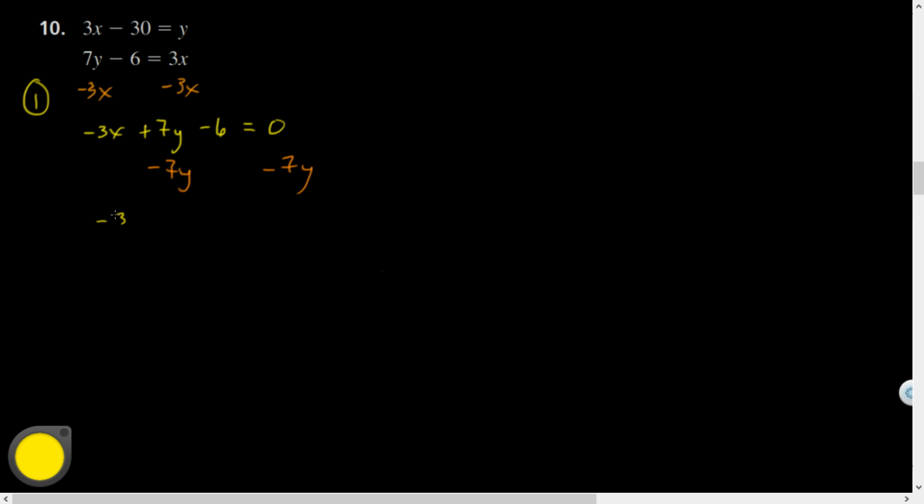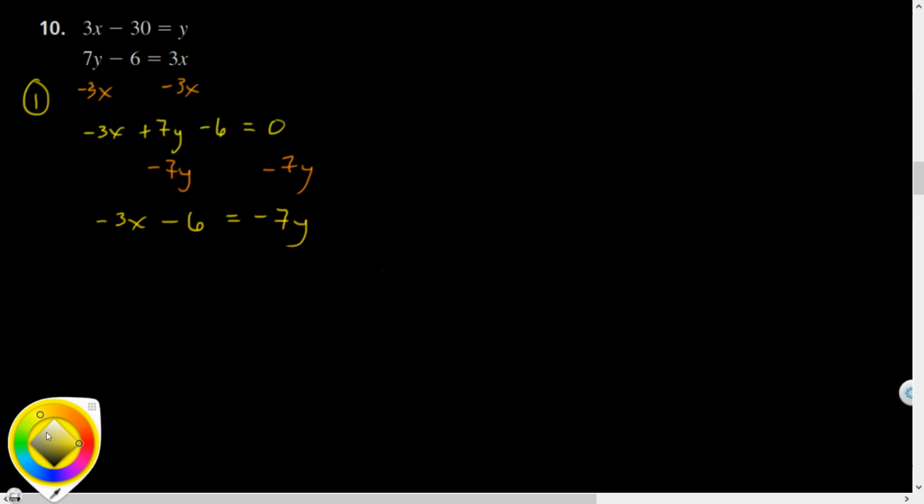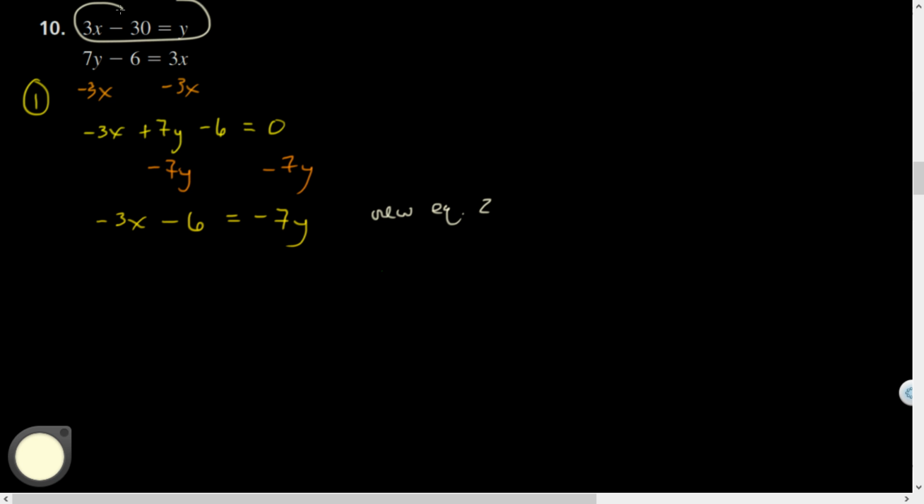So I'd have -3x minus 6 equals -7y. So here's my new equation 2, is what I could call this. And let's bring equation 1 and write it back down here so that when I add them up, it'll be a little bit easier. So I'm just going to rewrite equation 1. I'll have 3x minus 30 equals y. And now step 1 is done.